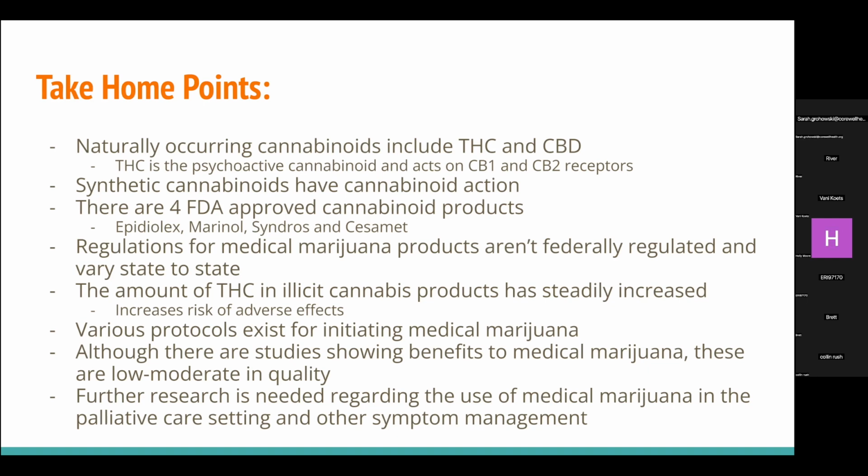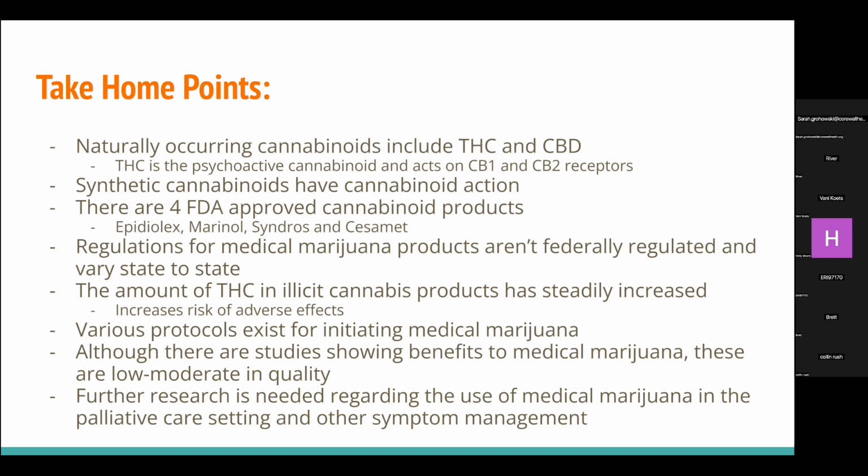Regulations for medical marijuana products aren't federally followed. They vary from state to state. We talked a little bit about how those vary here in Michigan. And in regards to THC in products, that has steadily increased over time, increasing the risk of adverse effects. And you can grow plants to have varying amounts of THC and CBD in them.